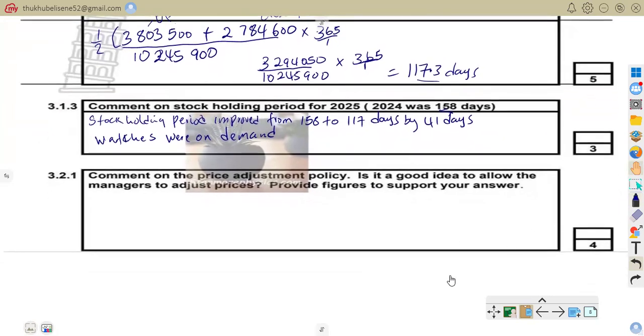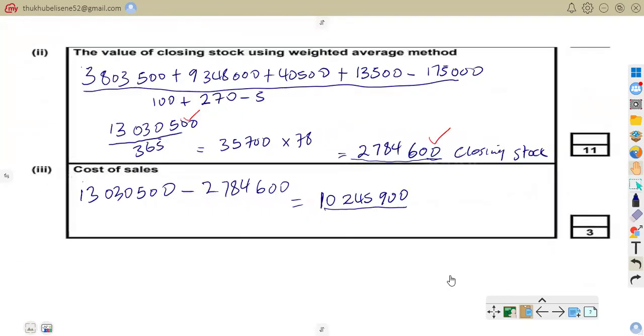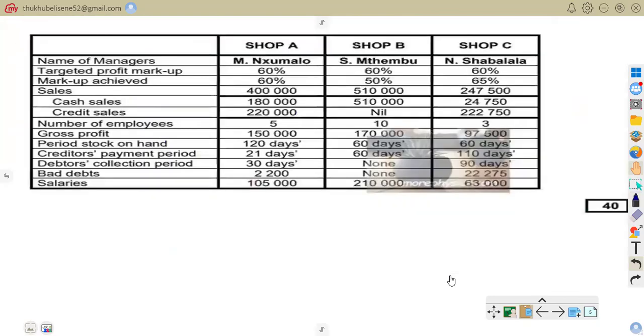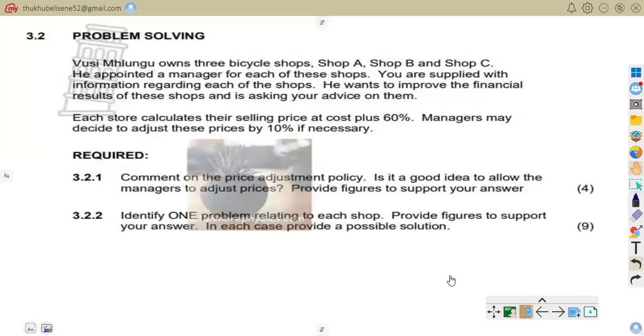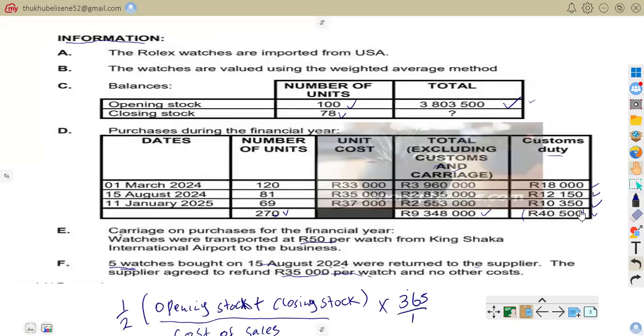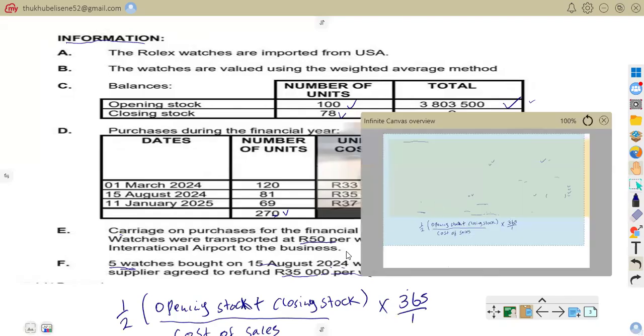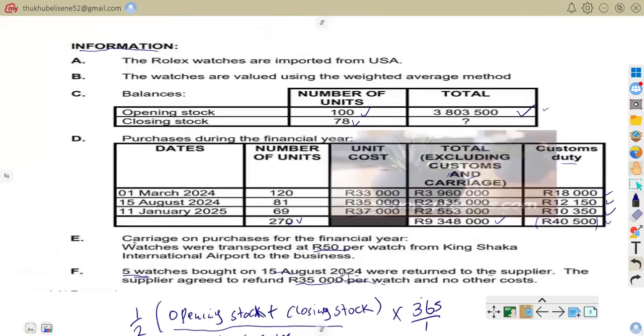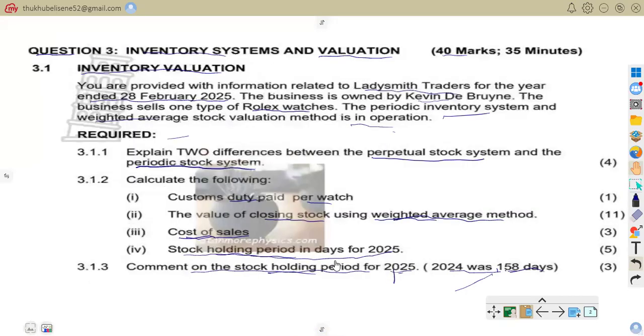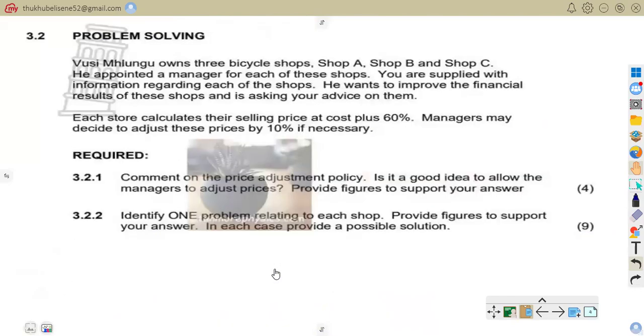So another question now is 3.21. So let us be on the questions under 3.2. As you can see now, we are done with our questions on 3.1. So now we have to get to 3.2. 3.2 is problem solving. As it says, Fusi Mlungu owns 3 bicycle shops.